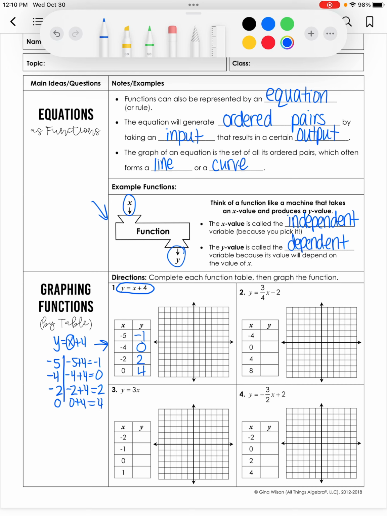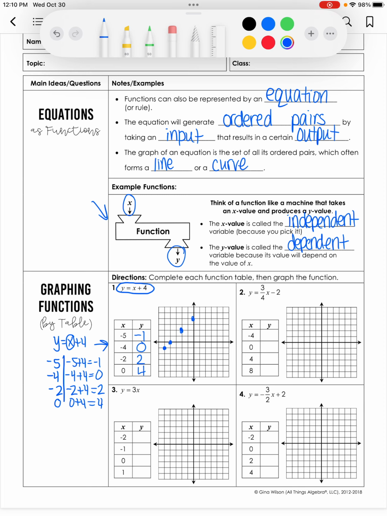Now what we do is we graph these ordered pairs. So -5, -1 is the first ordered pair. That's going to be here. -4, 0. -2, 2. And 0, 4.